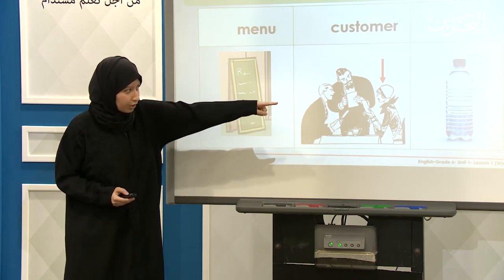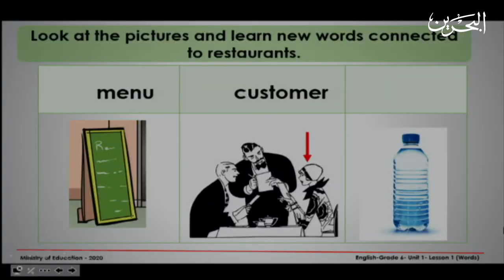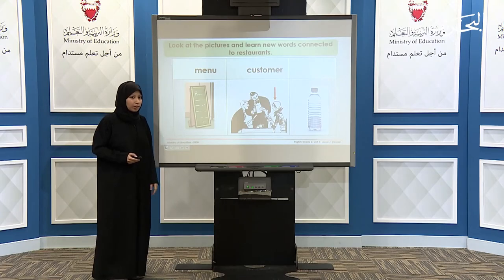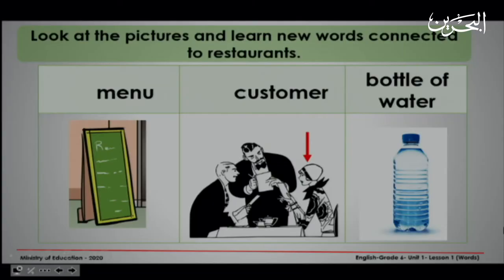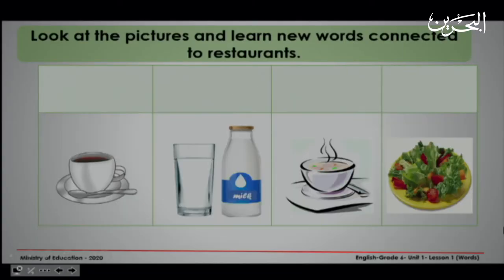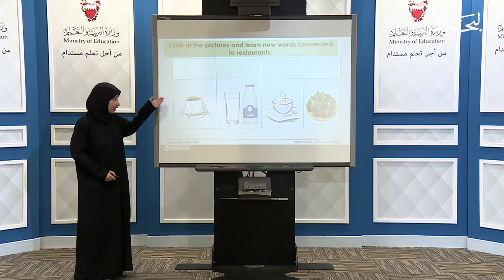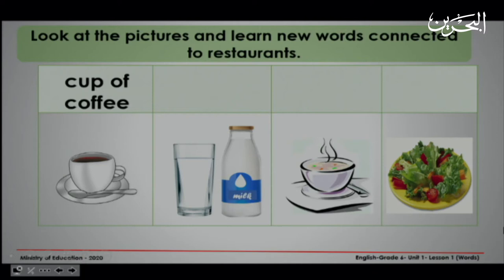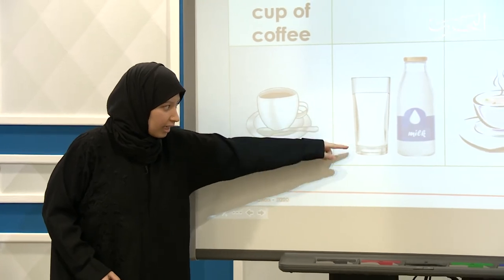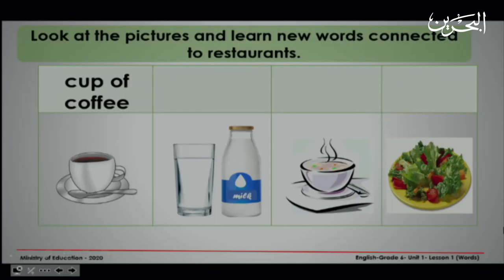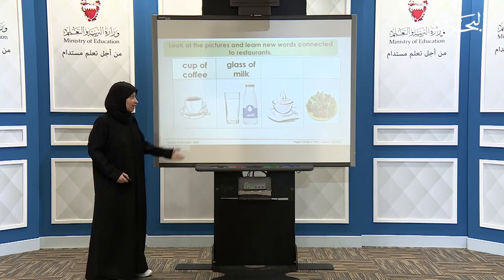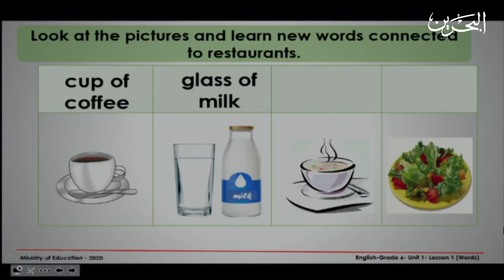What is the last picture? Can you see it? It's very obvious. It is a bottle of water. For the water, we use a bottle of. Whereas for the tea and coffee, we use a cup of tea, and this is a cup of coffee. What is this picture? This is a bottle of milk, and this is a glass. When we pour the milk into the glass, we get a glass of milk, correct.